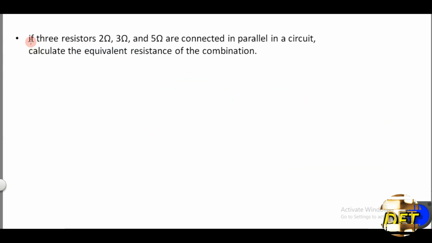Then here's another question. If three resistors, 2 ohms, 3 ohms, and 5 ohms, are connected in parallel, so the connection here is that they are connected in parallel. If they are connected in parallel in a circuit, calculate the equivalent resistance of the combination, right? So the total resistance in a parallel connection is 1 all over RT, which is the total resistance, is equal to 1 all over R1 plus 1 all over R2 plus 1 over R3.